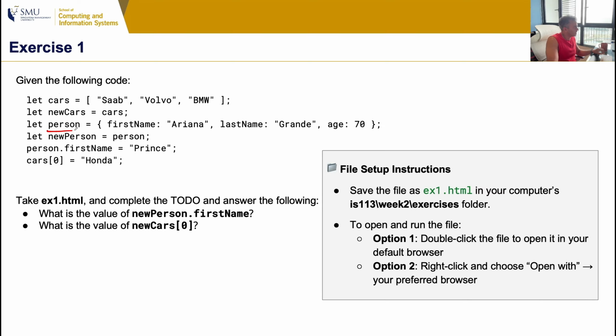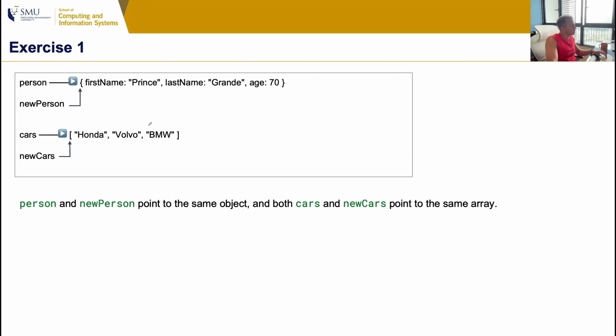Let's look at the second one here, person. You create a new person, which is a copy of person, call it newPerson, and then in the original person, you change the first name to Prince. Then actually newPerson.firstName also will be Prince. This you would have seen in the exercise. So what it means is that the person variable and the newPerson variable are pointing to the same location, the same object. So there's only one firstName property there, whether it comes from person or newPerson.